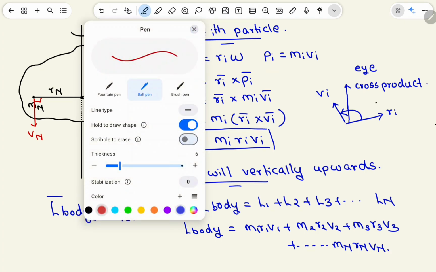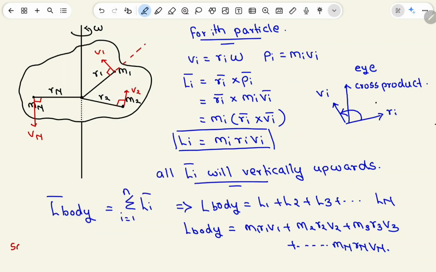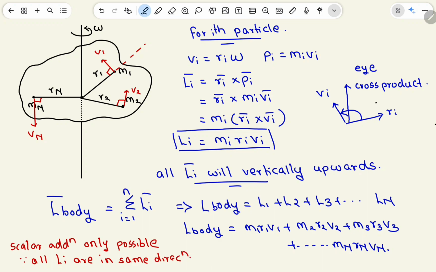And we could only do this scalar addition, scalar addition was only possible, since all Li's are in the same direction.